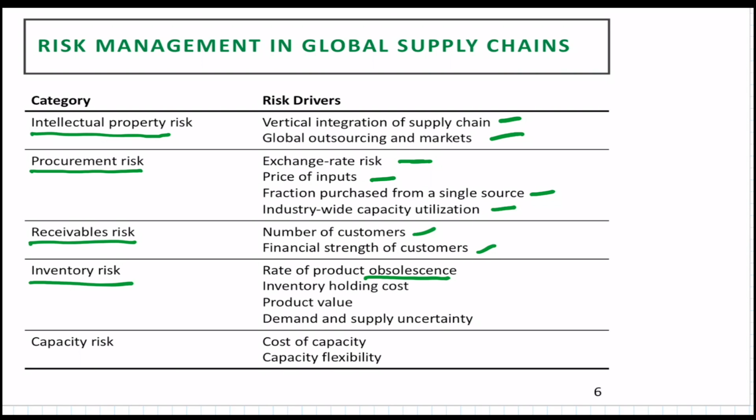Anything we keep in inventory obviously involves inventory holding cost. It involves handling that material, moving that material from one place to another. Product value can change. Demand and supply uncertainty can also have an impact on inventory. There is also risk to capacity. The cost of capacity may change, and this risk is also driven by capacity flexibility, how flexible the capacity is.